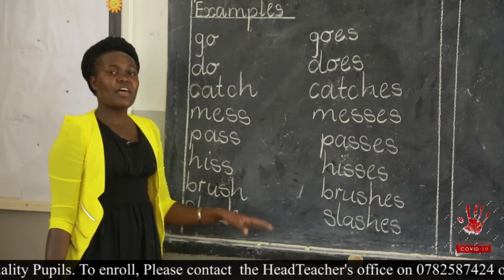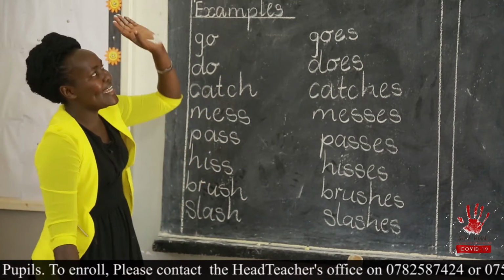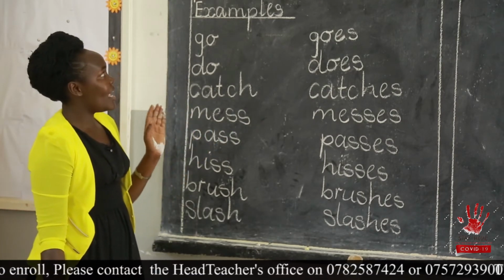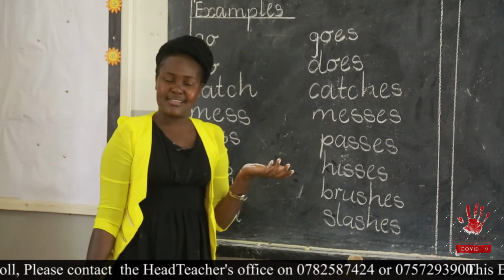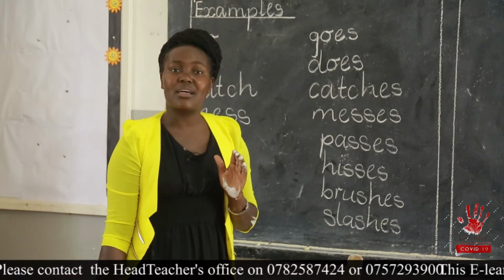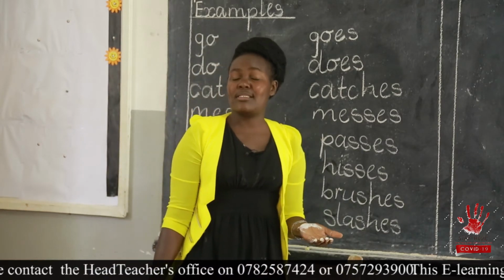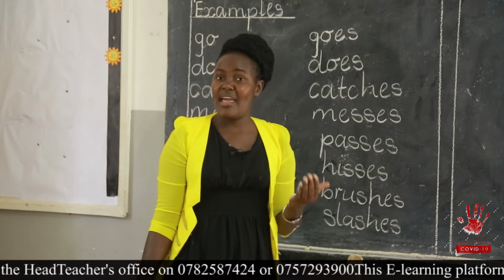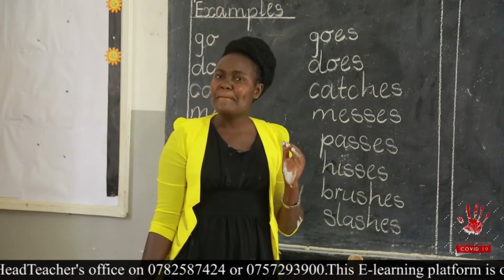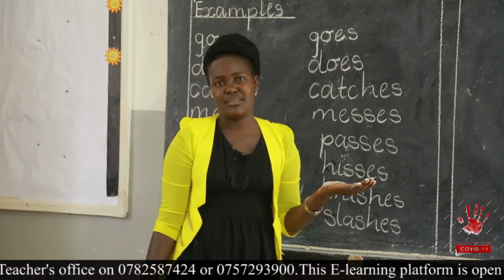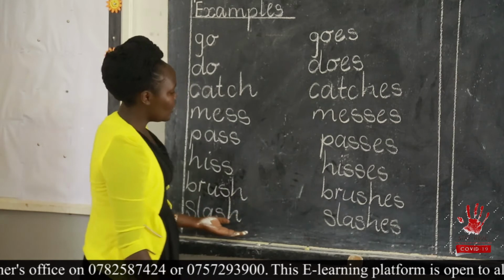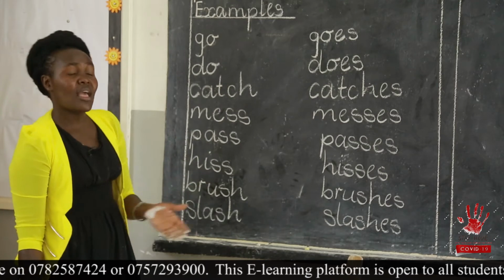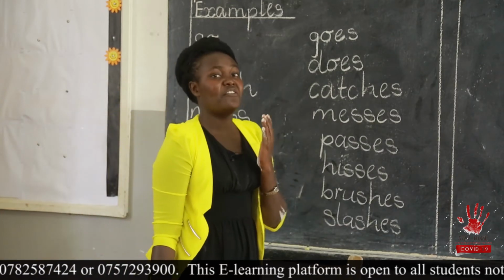No, my dear. The principle is verbs that end in O, CH, SS, and SH add ES when we are referring to those actions that usually take place. It can be daily. When I talk about daily, that is every day. It can be weekly, monthly, yearly, or sometimes. Okay. Having looked at these verbs that add ES, I want us to look at another category of verbs.